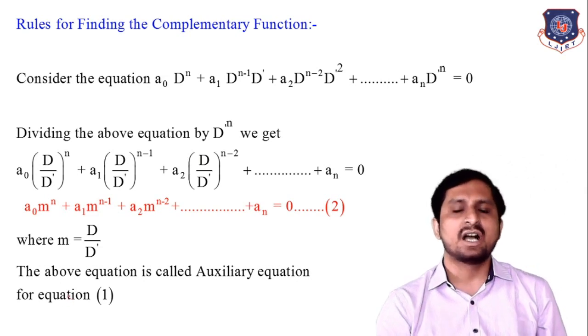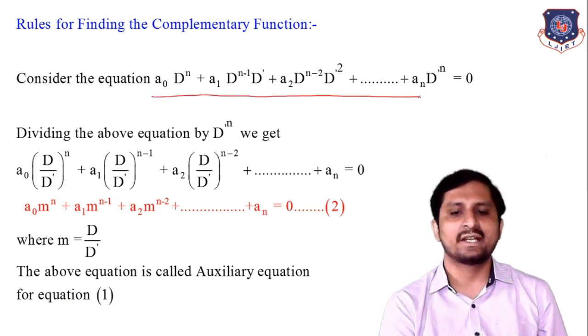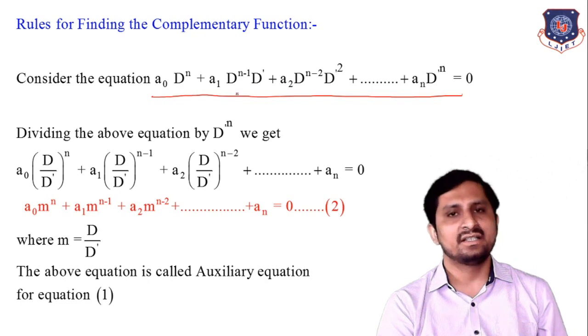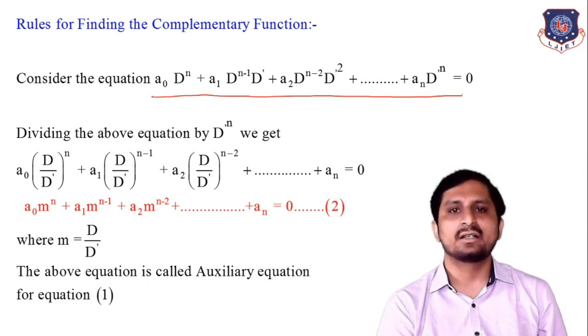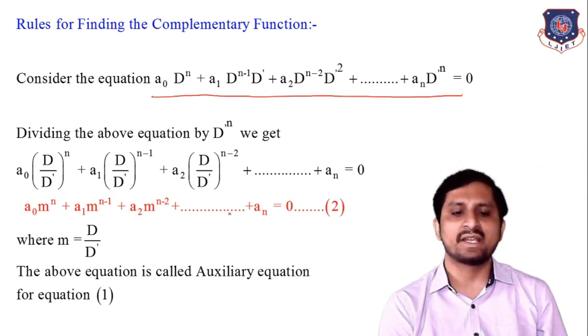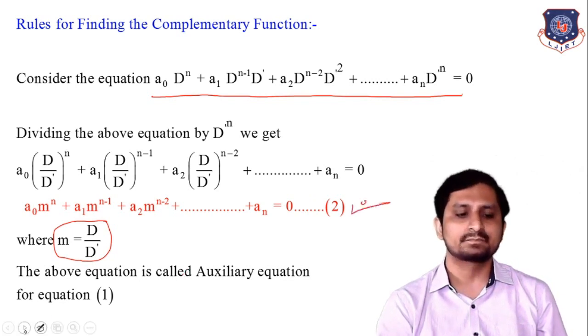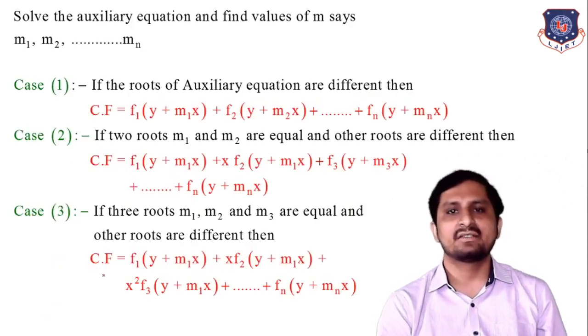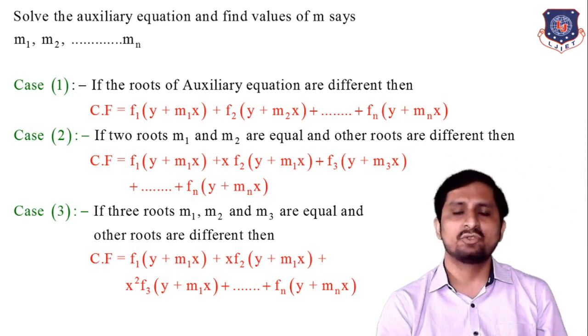Just now we discussed how we can find the complementary function. From this equation you can directly write our auxiliary equation from the equation of D and D dash. Instead of D, take m, and instead of D dash, take 1. So a0 m raised to n plus a1 m raised to n minus 1 plus a2 m raised to n minus 2 up to an is equal to 0. Here m is nothing but D by D dash, and this is my auxiliary equation. You have to find all the roots of this auxiliary equation. You will get m1, m2 up to mn, in general n roots. Suppose you have a third degree polynomial, then you have 3 roots. Suppose you have a fourth degree polynomial, then you have 4 roots.